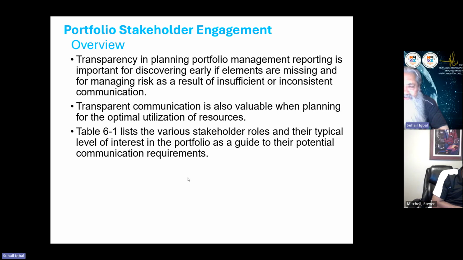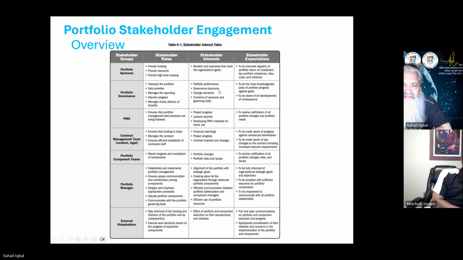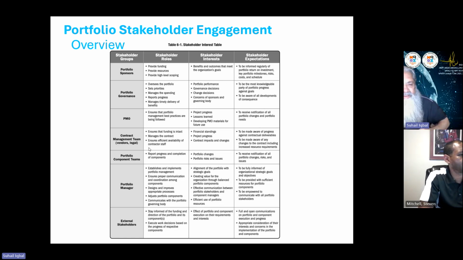On the next screen, you will see a table that lists various stakeholder roles and their typical level of interest. I'll just show that, but we need not read it out because that is a reference kind of document. This is it. So portfolio sponsor, what are the roles the portfolio sponsor plays? What are the interests of this stakeholder? What are the expectations of this stakeholder? And you can read through it, and that will give you a very clear picture.